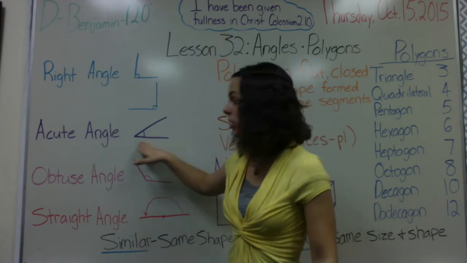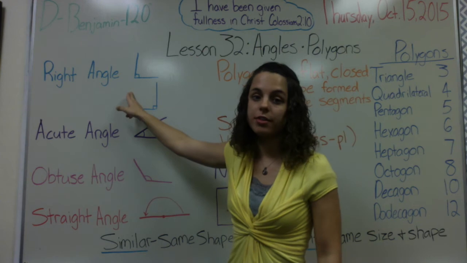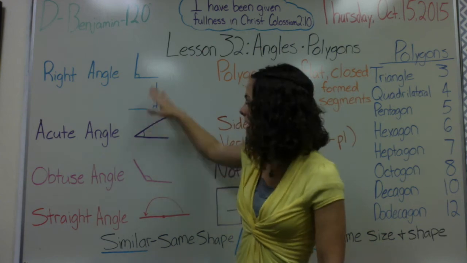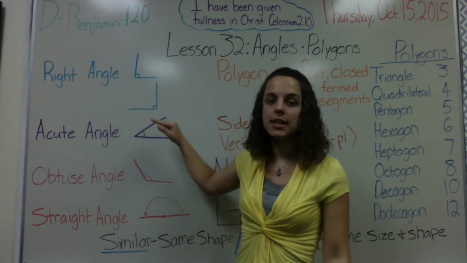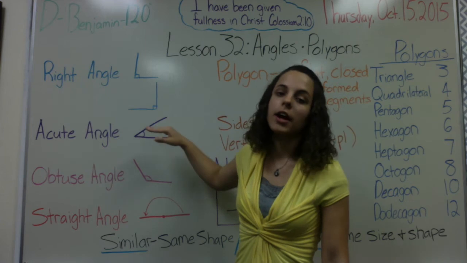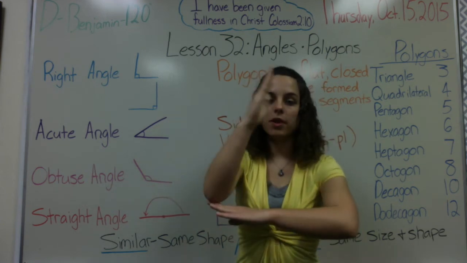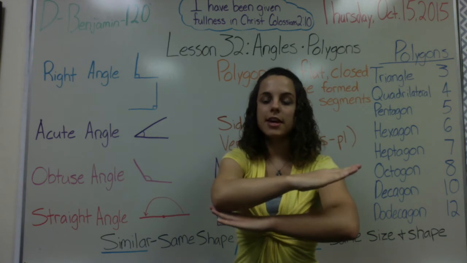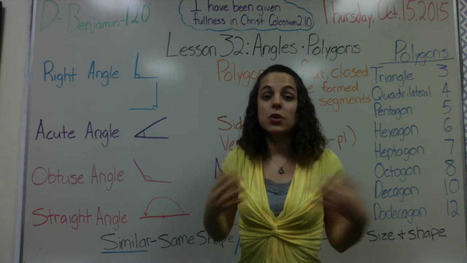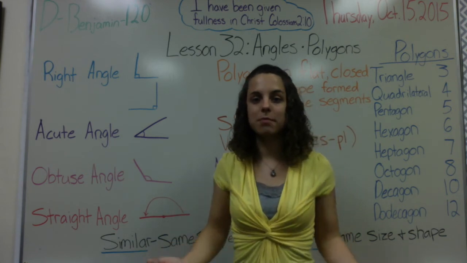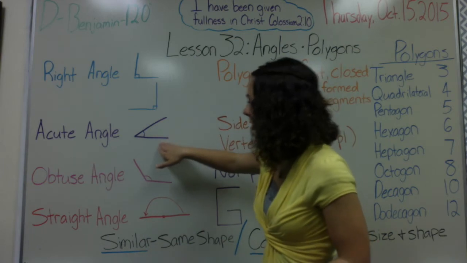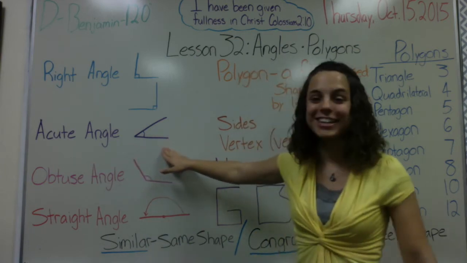Now an acute angle is anything smaller than a right angle. That's how we're going to learn them right now, is that acute angles are smaller than and obtuse angles are larger than. So acute angles could be anywhere from this to this to this. You can have multiple different types or multiple ways to create an acute angle.